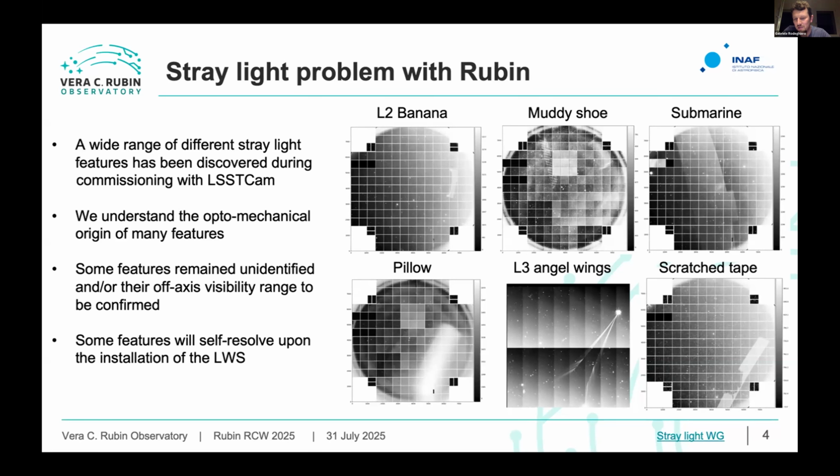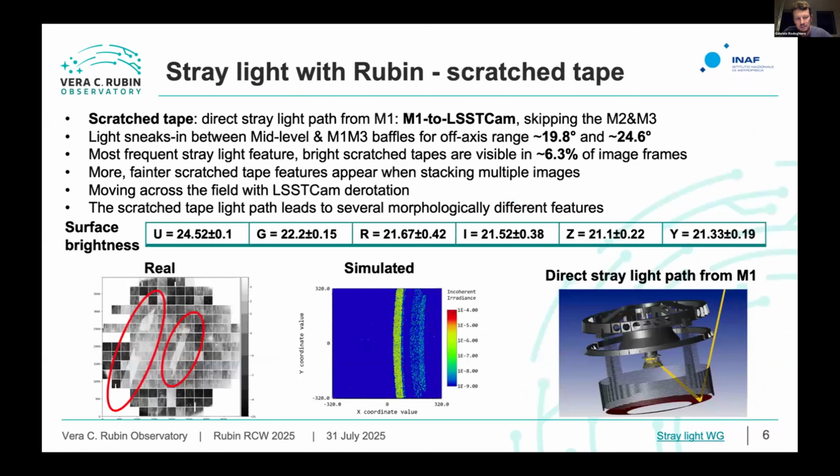Not easy, I have to say, because so far the simulation I'm happiest with, in terms of reproducibility, is about the L3 wings. I think we still miss a little bit the interruption of the scratched tape in the simulation here, because probably we miss some mechanical components, but we're working on that.